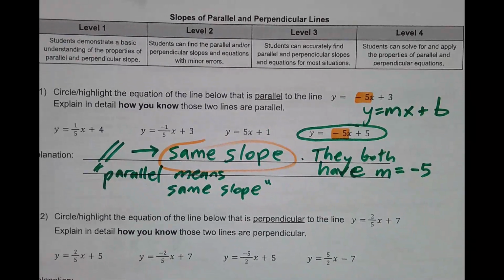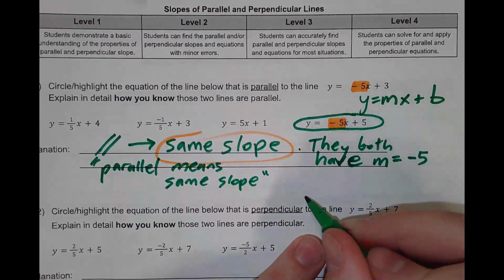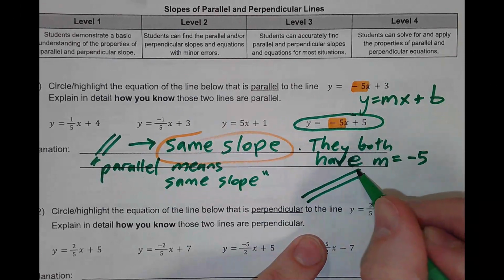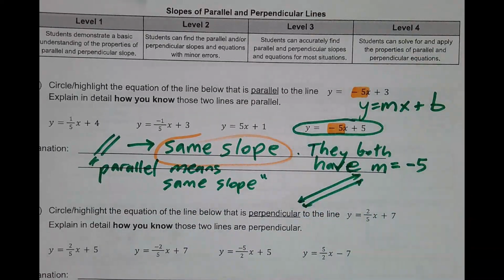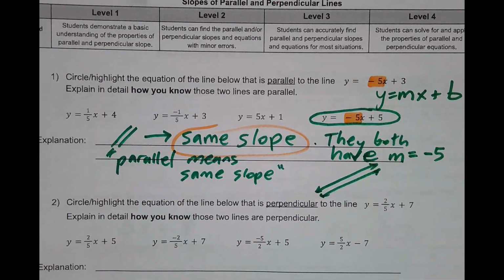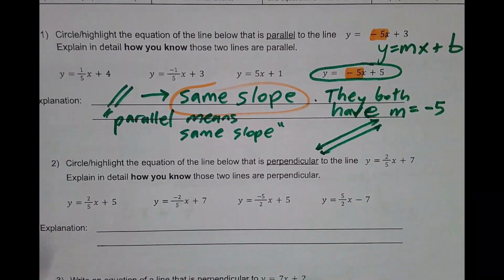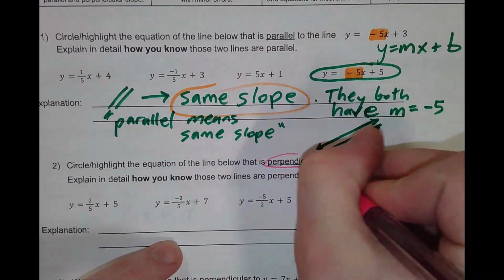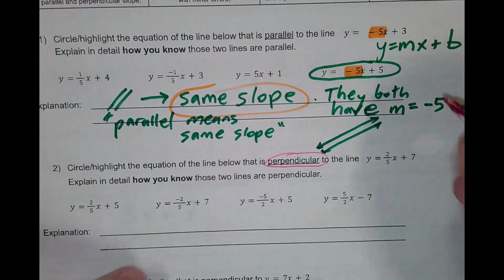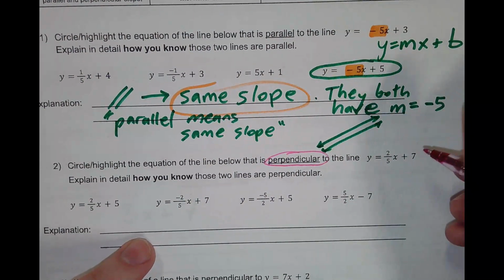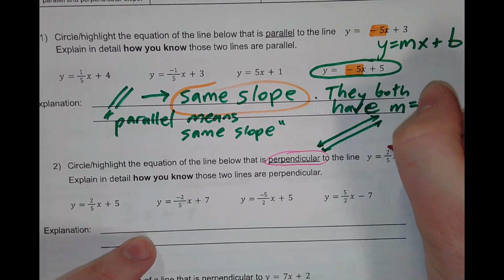And just to visually show that, parallel just means that these lines will never cross, meaning they have to have the same slope. Okay, let's move on to number 2. Number 2 asks you to circle or highlight the equation that is perpendicular to the line 2/5 x plus 7. So we need to look at the slope again.